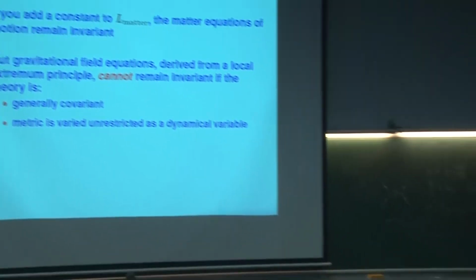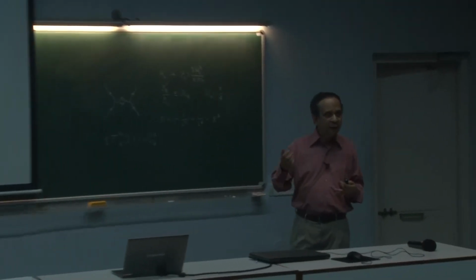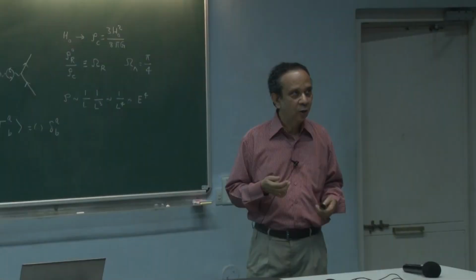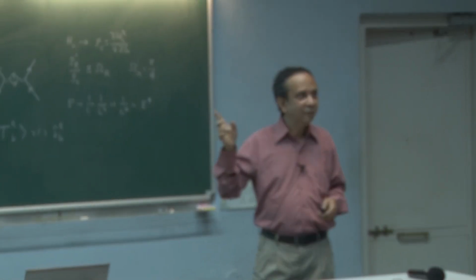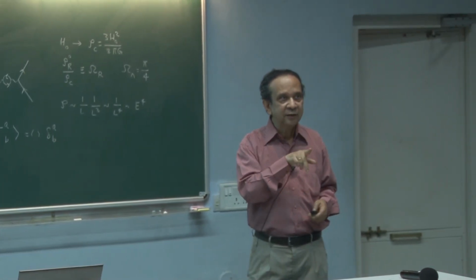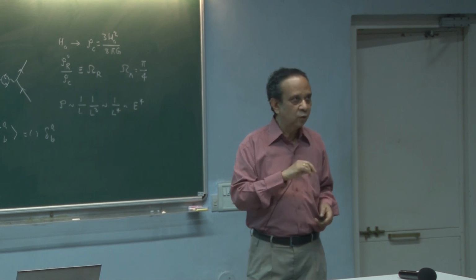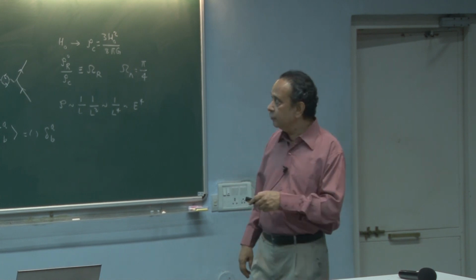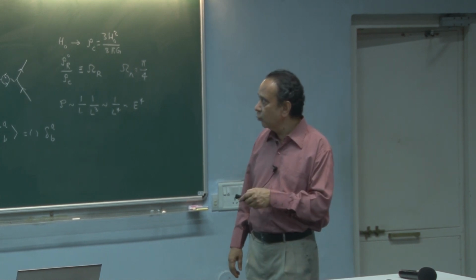So, I do not see strong motivation to keep that, but there are people who want to work in that model. There you can get away with it, because it is root minus g to which your rho couples, and you are not going to vary root minus g. As I said, there is no motivation for it.